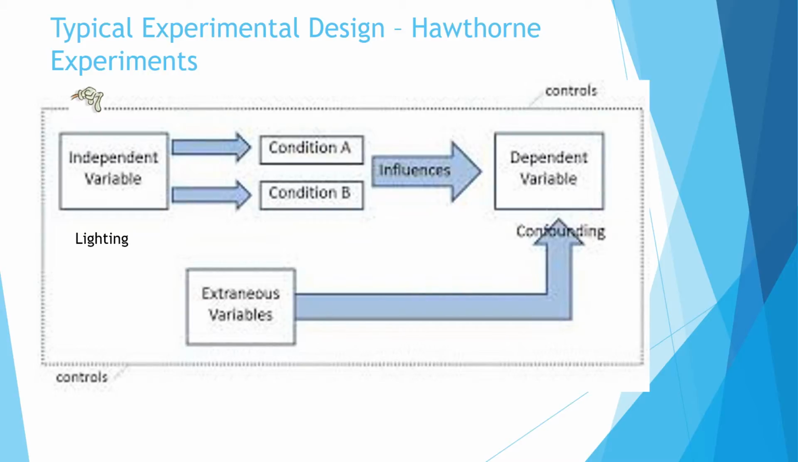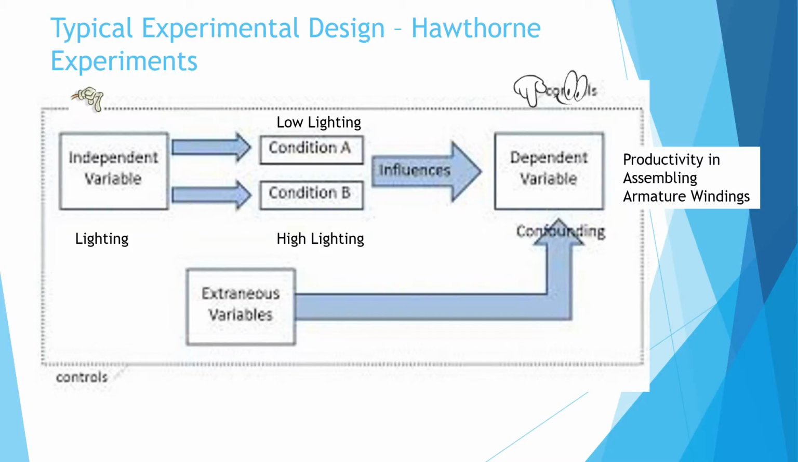But basically, they were trying to determine whether the level of lighting, which they could control as the independent variable, they could set it low or they could set it high, had an effect on the dependent variable, which was the productivity the workers achieved in making these armatures.